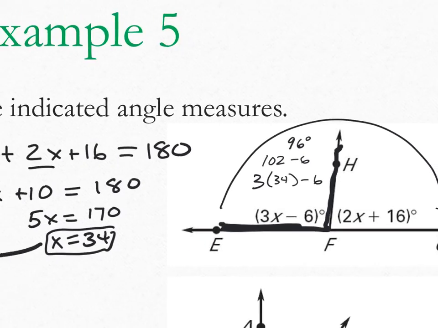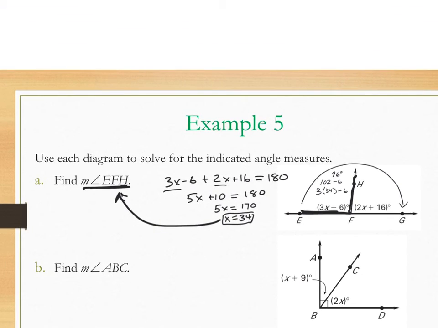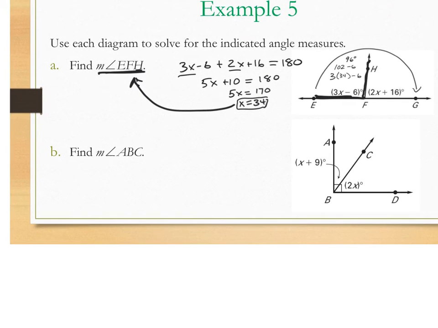All we did is we set up an equation. We knew that they were a linear pair, which means they added up to 180. So that's what we did. We added them together, equaled it to 180, and then solved for x. We're going to do another one almost the same.